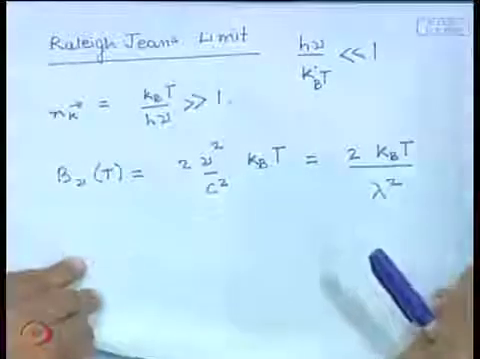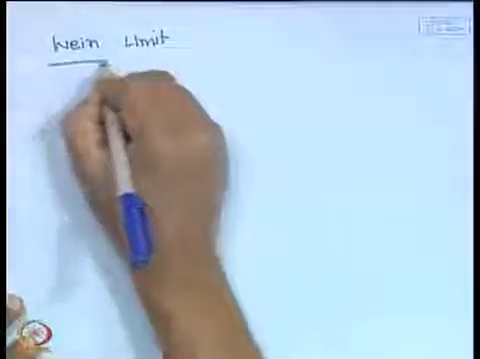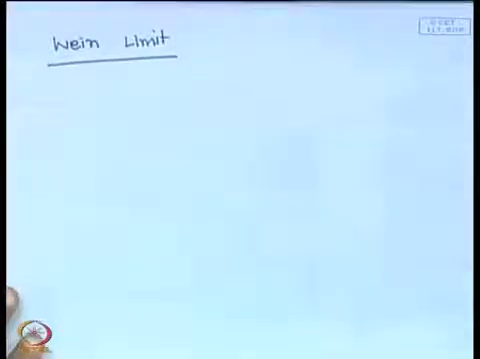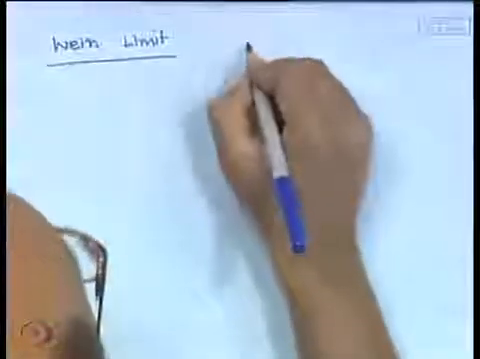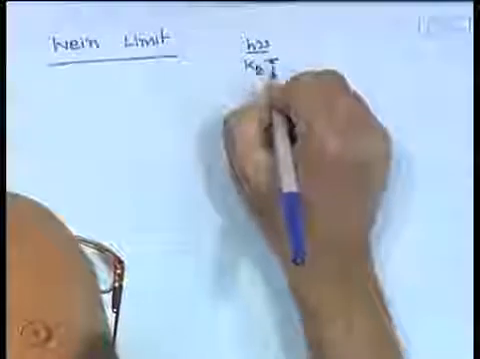Now, there is the other limit, that is the Wien limit, or the Wien spectrum, and here it is assumed that h nu by kBT is much greater than 1.